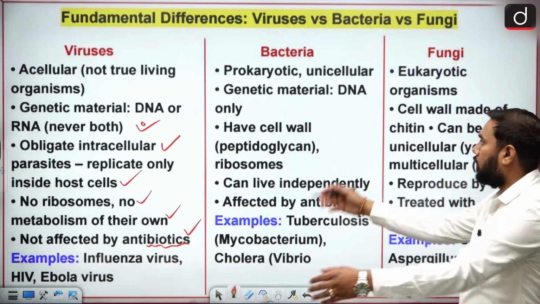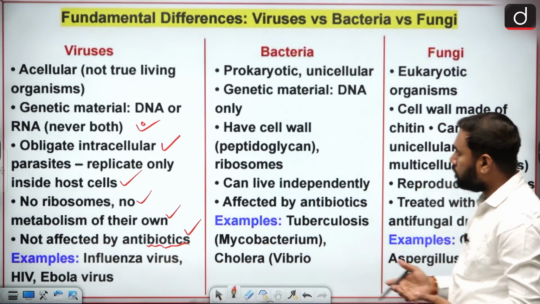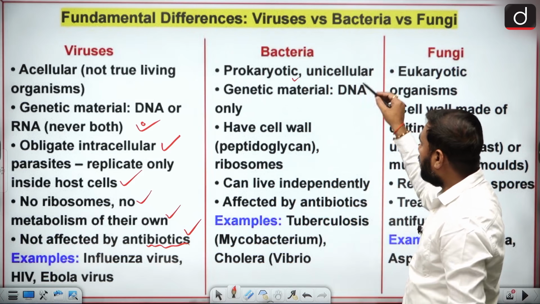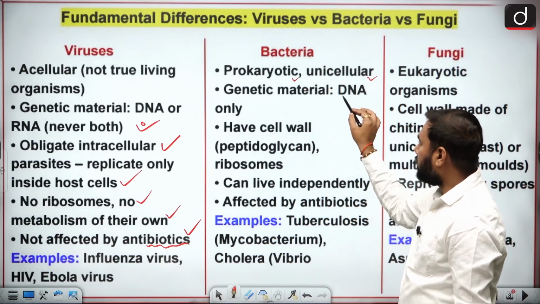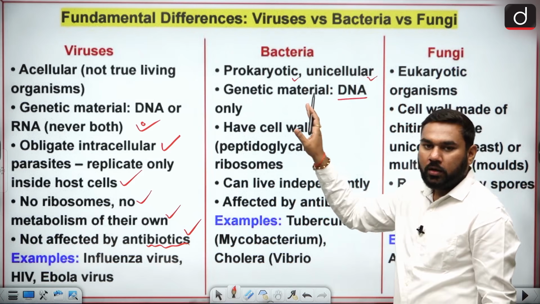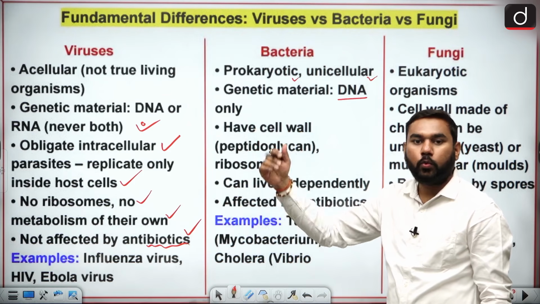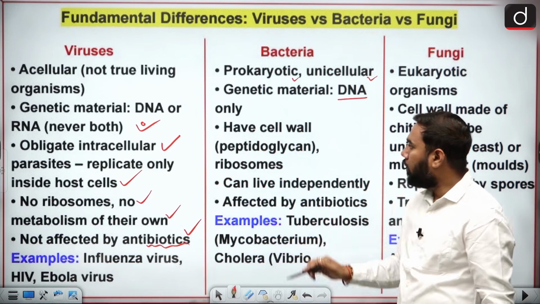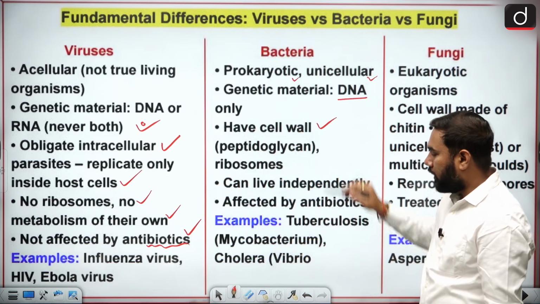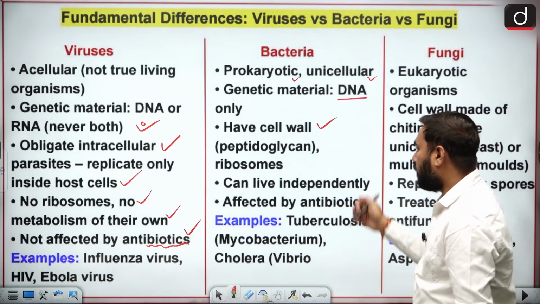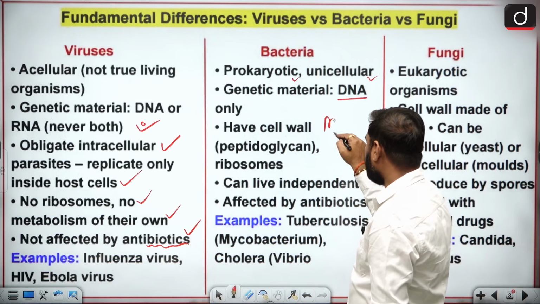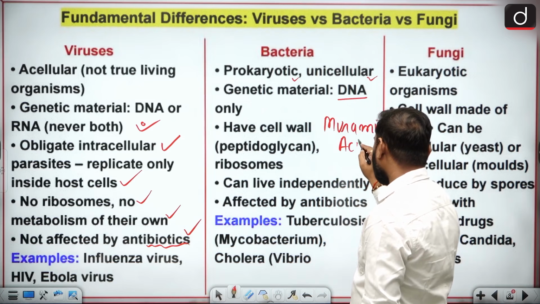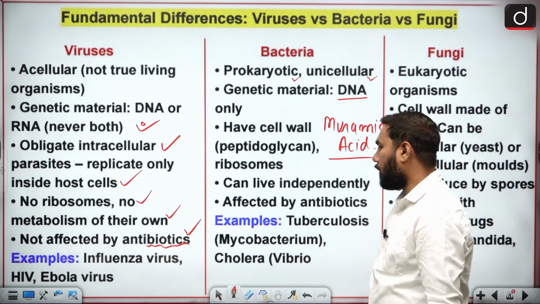Now we talk about the most common one, bacteria. Bacteria is an example of a prokaryotic cell, undeveloped, unicellular. Genetic material is DNA only. As I told you, RNA as a genetic material can act only in virus, never with the others. All have DNA. Next, they have a cell wall of peptidoglycan, and we also call it muramic acid.